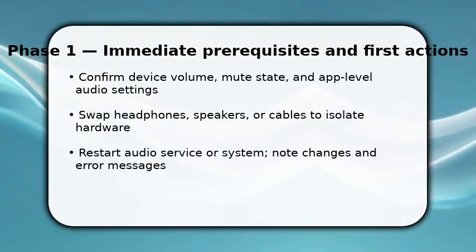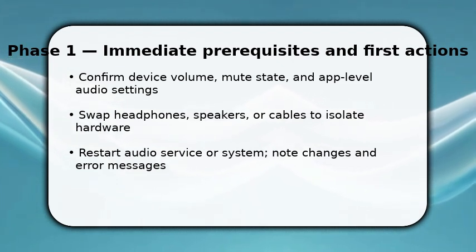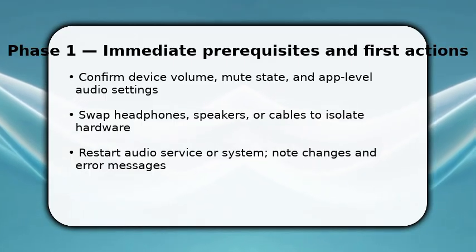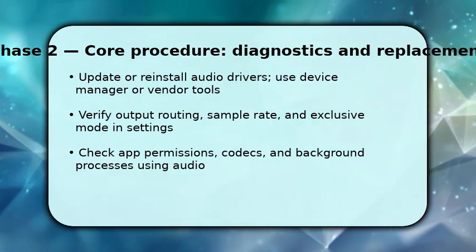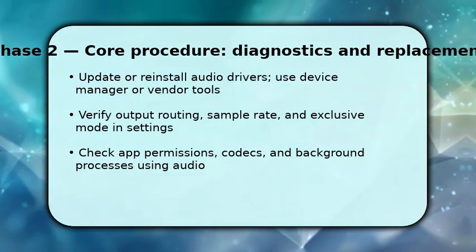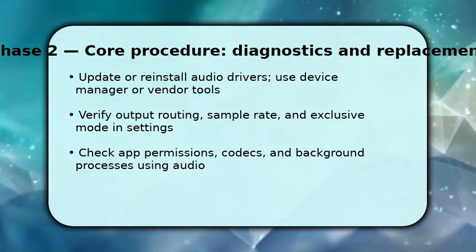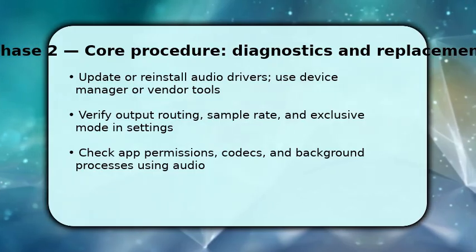You now dive into drivers and routing. Update or reinstall the audio driver using Device Manager or the vendor tool. Drivers often cause dropouts. Then verify output routing and sample rate. Make sure the app isn't set to an incompatible rate or exclusive mode. Also check app permissions, codecs, and background processes that may steal audio. If an app still misbehaves, force quit and relaunch it.